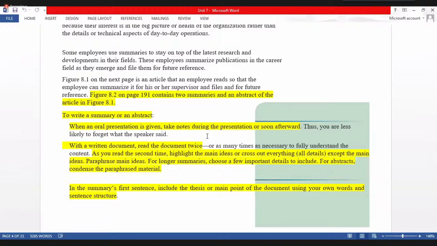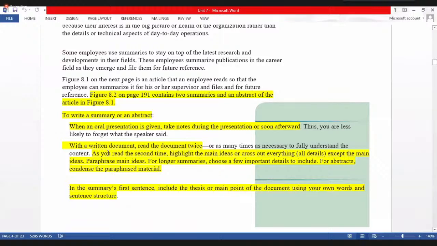If you note down the main points, then on the basis of those points, you can summarize my lecture. You can write a good summary of my lecture, isn't it? So if you are listening to some oral presentation, then there you note down the main points. On the basis of those main points, you can remember the whole oral presentation. You can summarize the oral presentation.